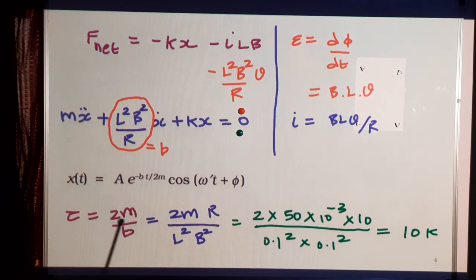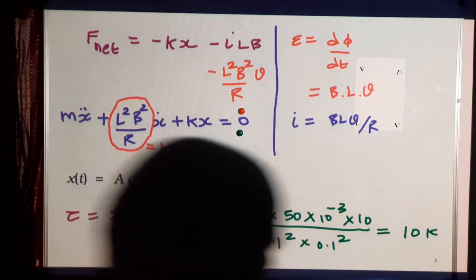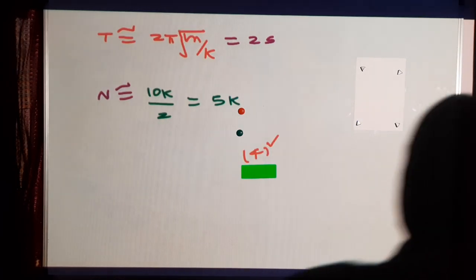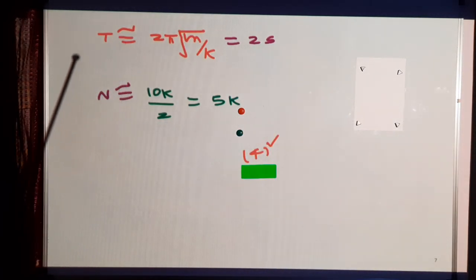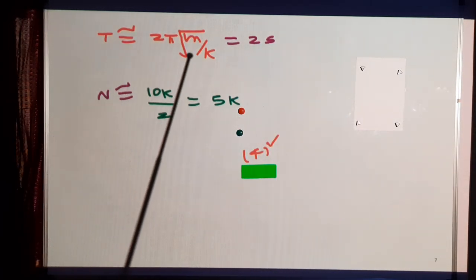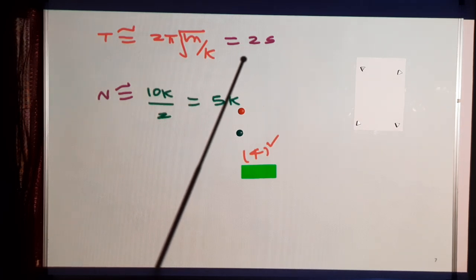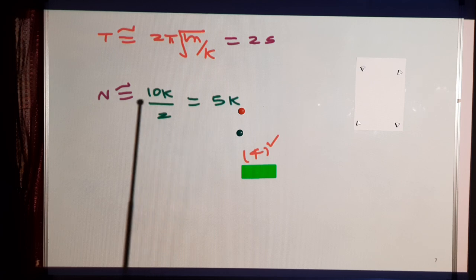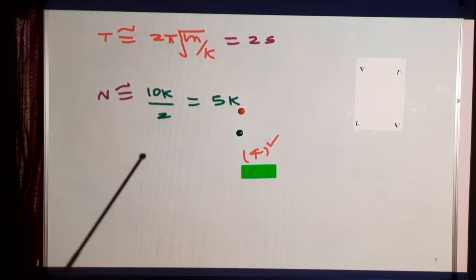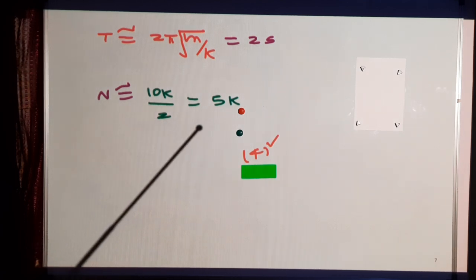So you have to find out how much time it takes to decay by a factor of 1 by e. So 2m by b, if you put the b as this one, will become 10k seconds. And the time period of one oscillation is approximately 2 pi into square root of m by k. Put the values for m and k, they will get us 2 seconds. So from this, you get the number of oscillations in the time tau as 10k by 2, which is 5k.